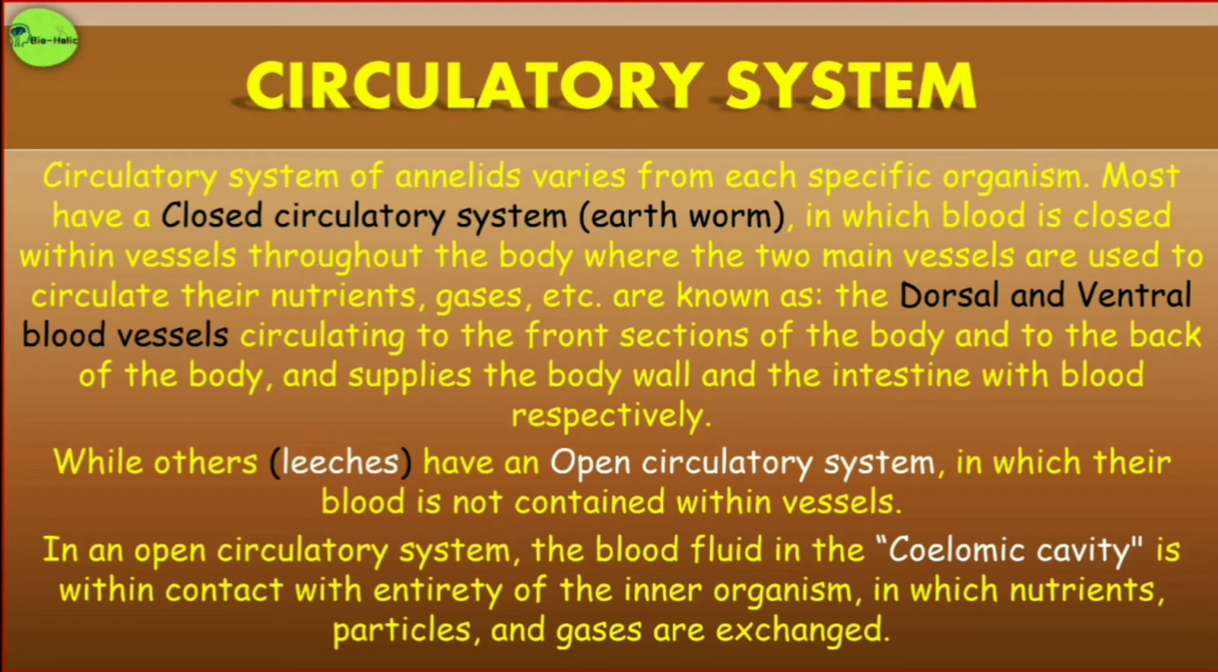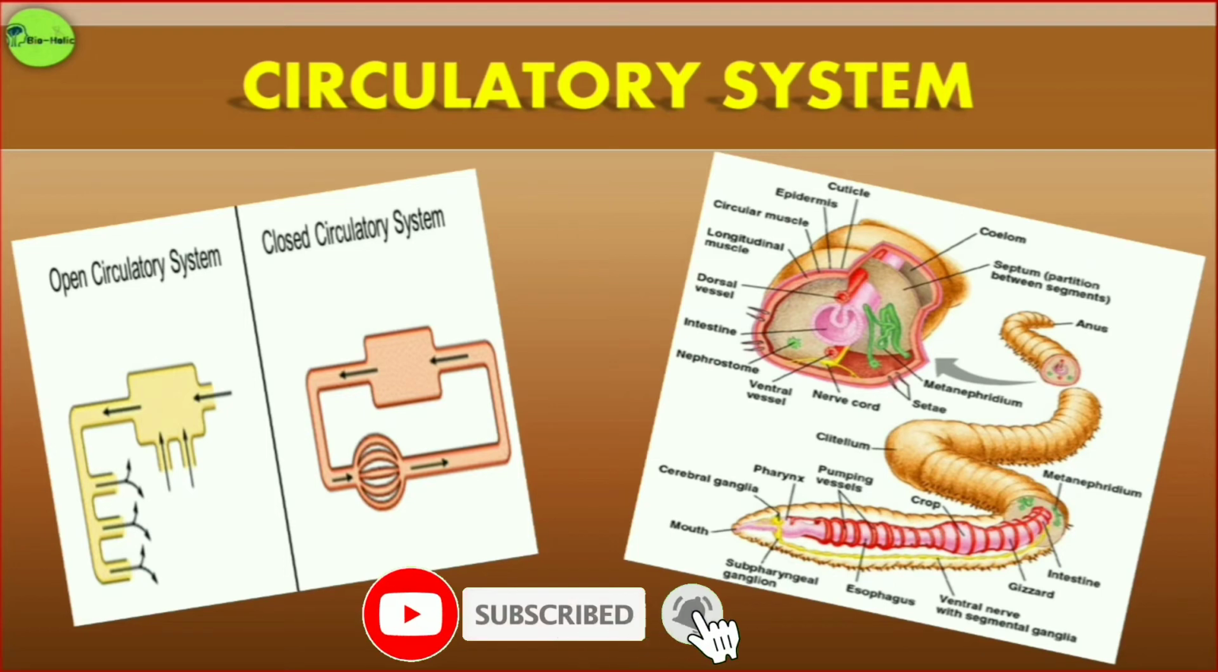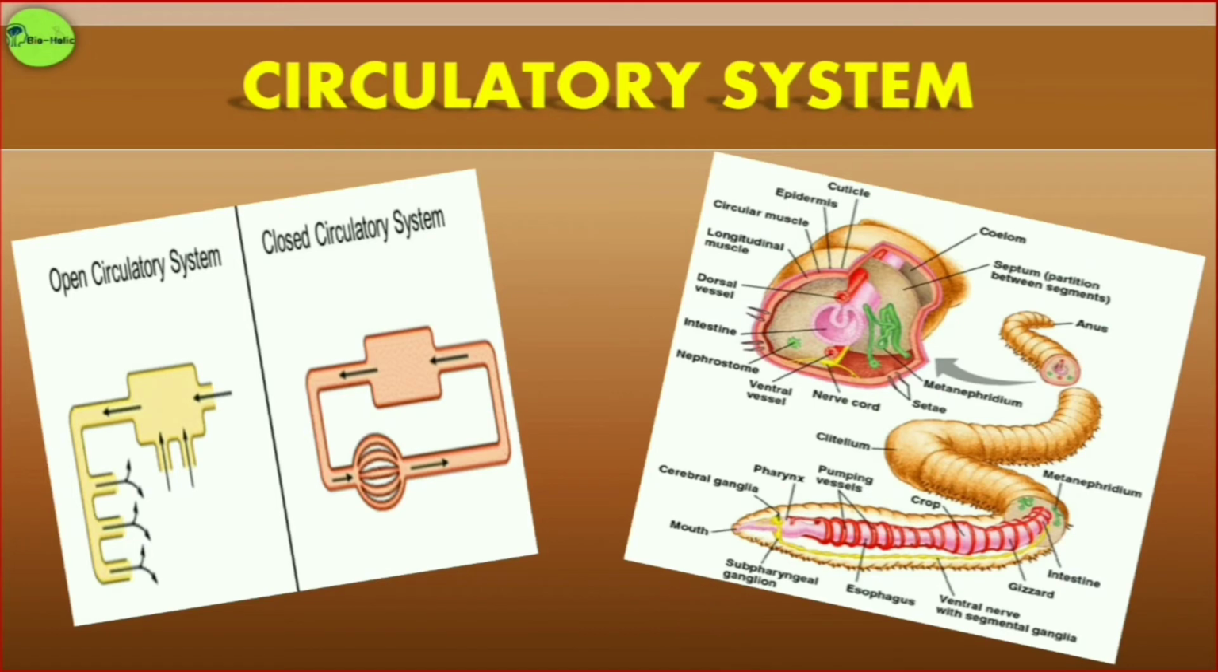contained within the vessels. And in an open circulatory system, the blood fluid in the coelomic cavity is in contact with the entire inner organism, in which nutrients, particles and gases are exchanged. Okay? Now these are two images of the circulatory system. So the first one on the left hand side is the open circulatory system, and on the right hand side there is a closed circulatory system. Okay?